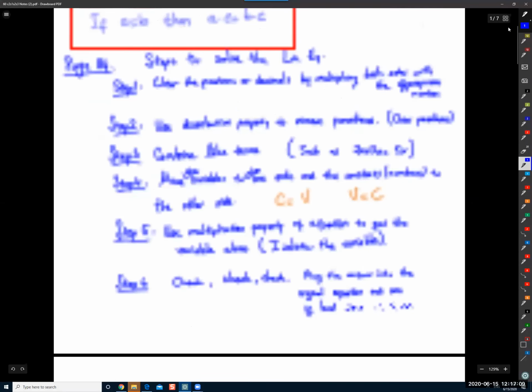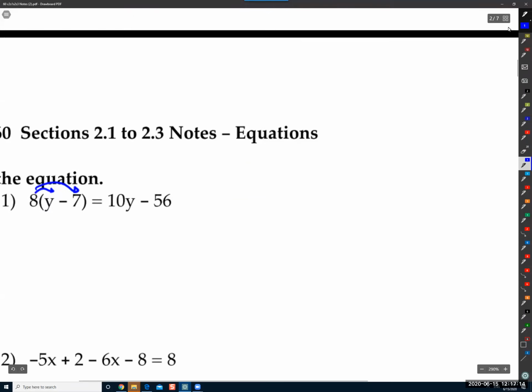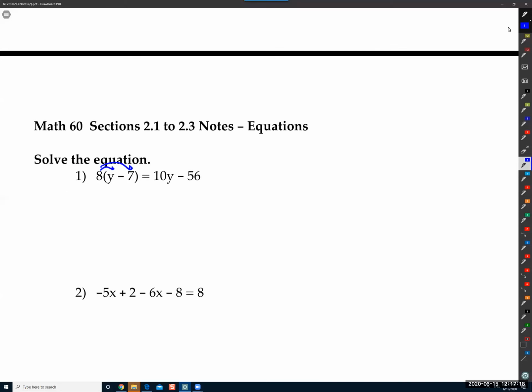Distribute. Oh, my bad. Step 1, clear the fractions or decimals. Do you see the fractions or decimals in number 1? No. Then there's nothing to clear. Step 2, distribute. Use the distributive property to get rid of the parentheses. There's a parenthesis. I need to distribute 8 inside the parentheses. So I will multiply these two and these two, which is 8y minus 56. Step 2 is done.